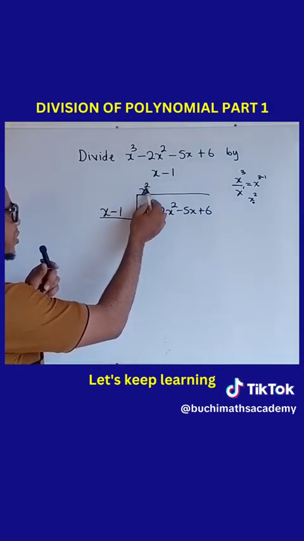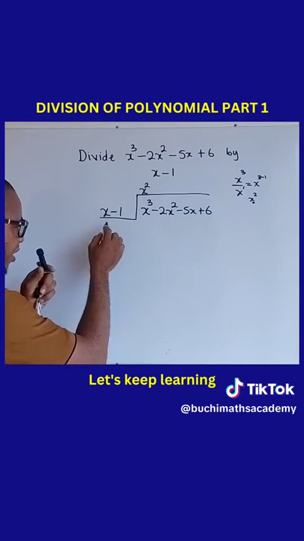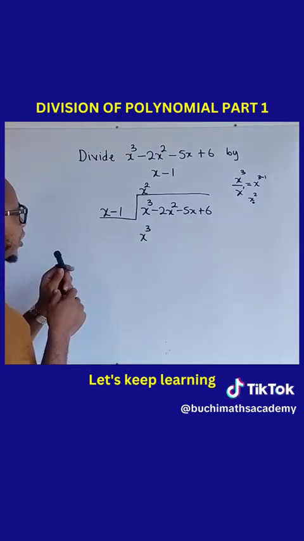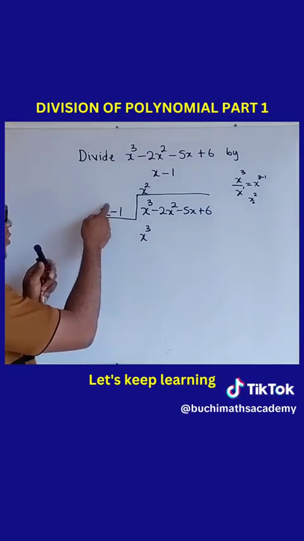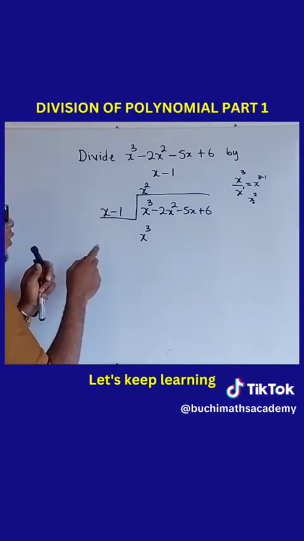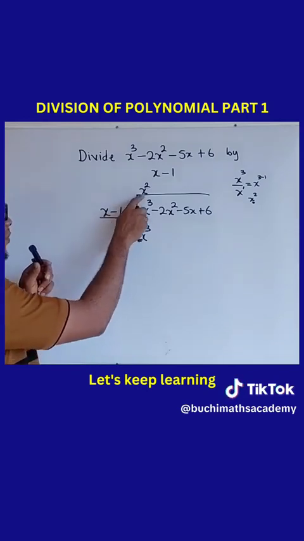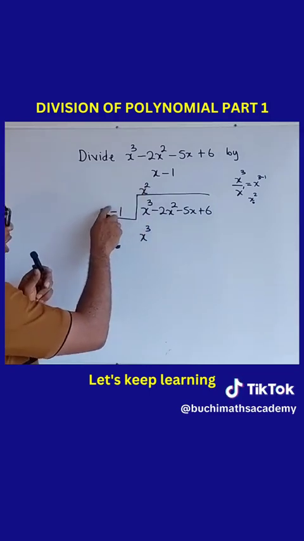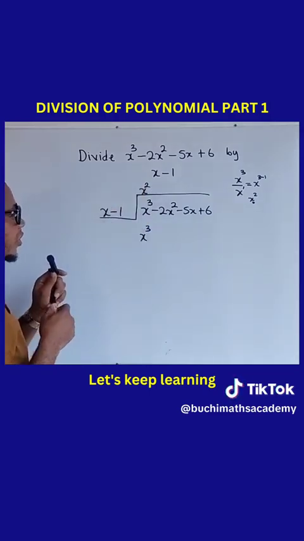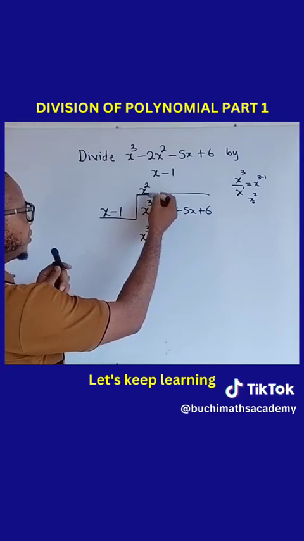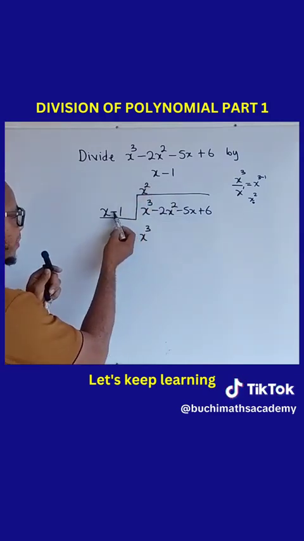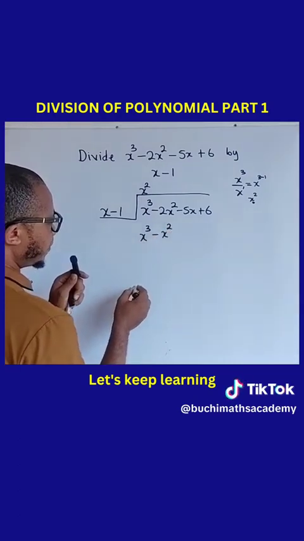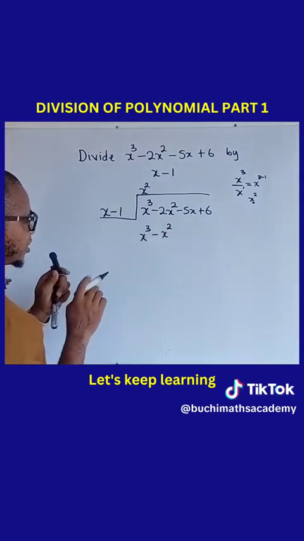Then this x raised to the power 2, we multiply by x to give us x raised to the power 3, because there is 1 on top of this x. If you want to multiply, since they have the same base, just put down one of the bases and add the powers. 2 plus 1 will give you 3. Then you go to this, still use the same x raised to the power 2 to multiply minus 1. It will give you minus x raised to the power 2. You are done with the first stage.